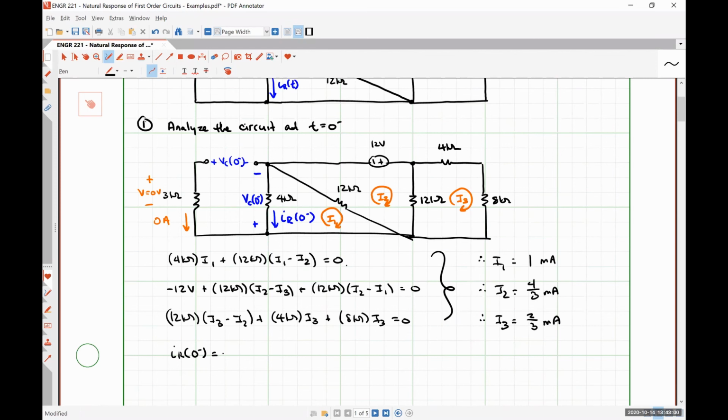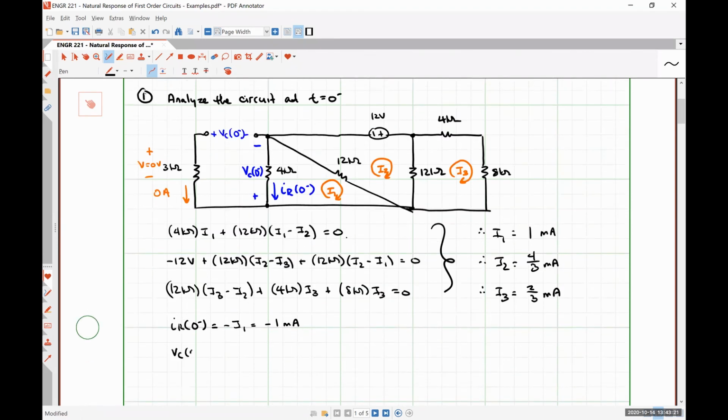So it's definitely going to be negative I1, right? Because the mesh current flowing through the 4 kilo ohm resistor is in the opposite direction of that indicated by the current IR. So negative mesh current I1 is negative 1 milliamp.